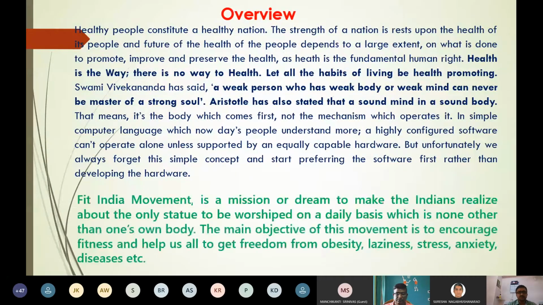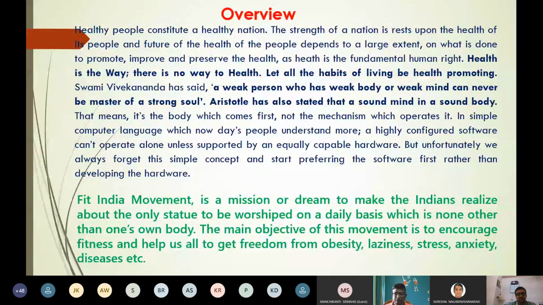So this Fit India movement is a mission or dream to make Indians realize about the only statue to be worshipped on a daily basis, which is none other than our own body. Because here we always believe that God should be worshipped. Whenever the matter of worship comes, we always find some idol or other in front of us, that is one of the deities, whoever we used to follow. But the first and foremost that we need to actually worship is our own body.